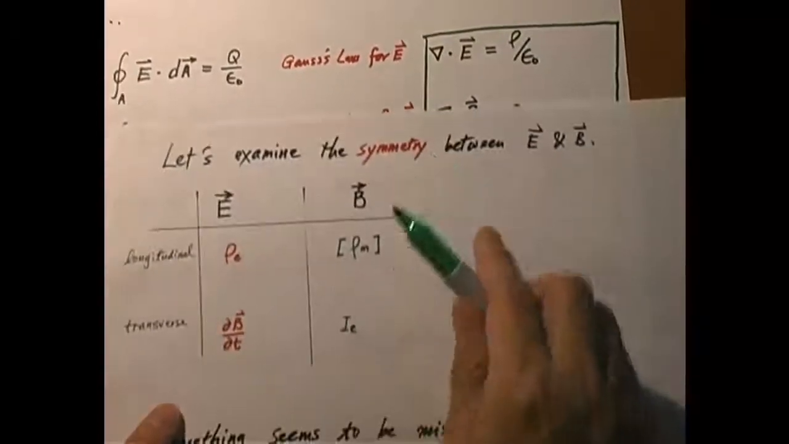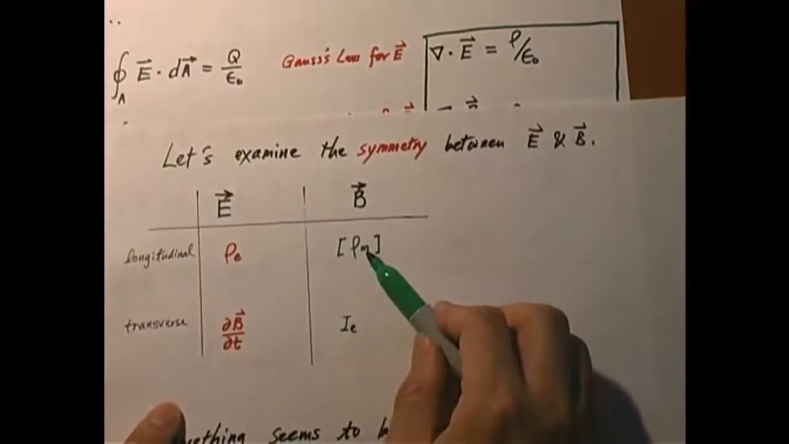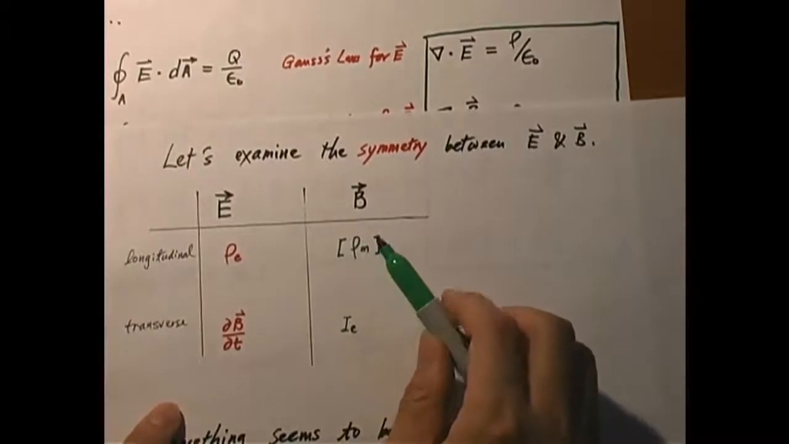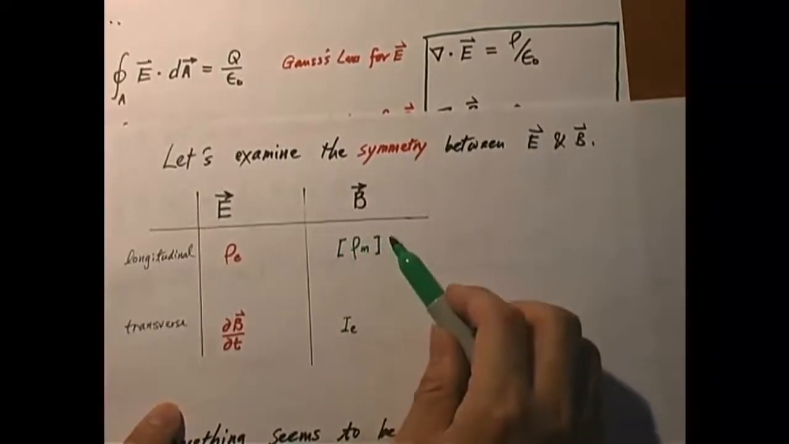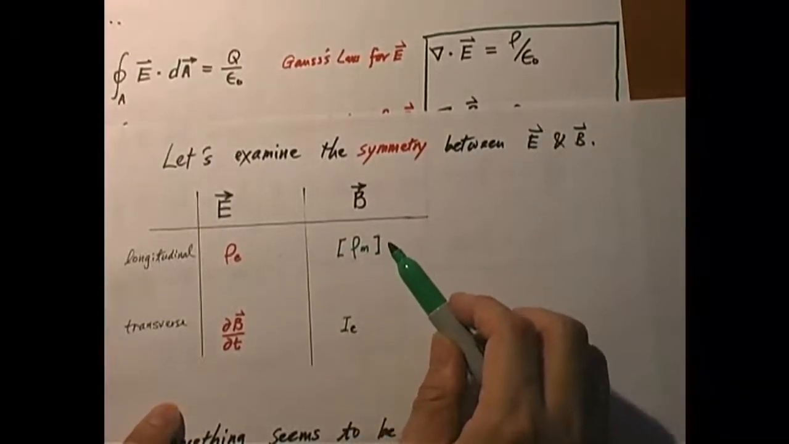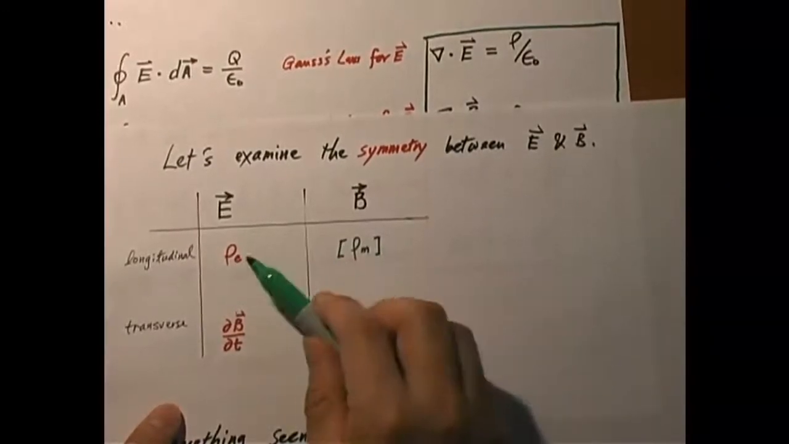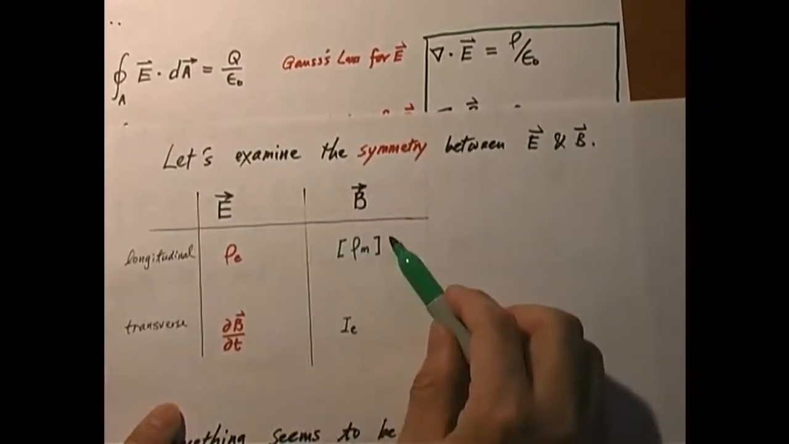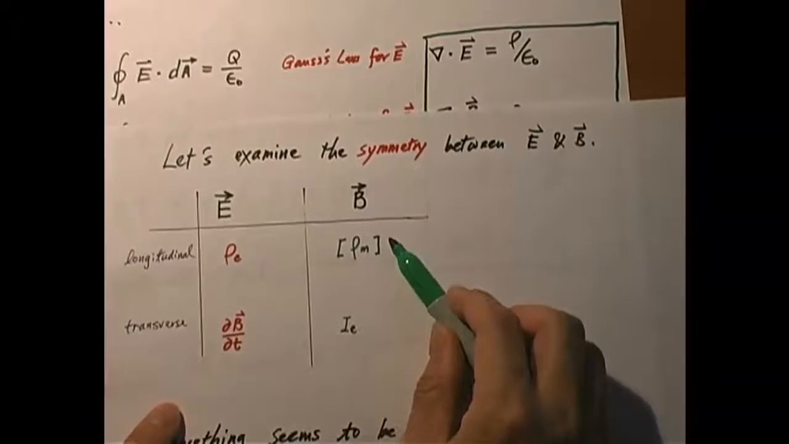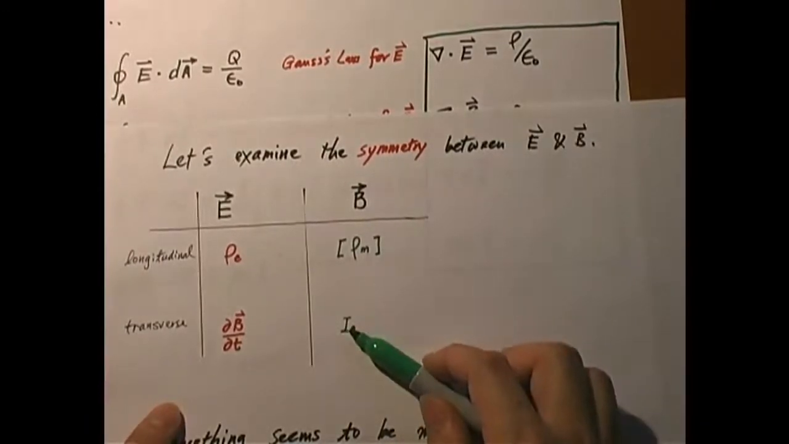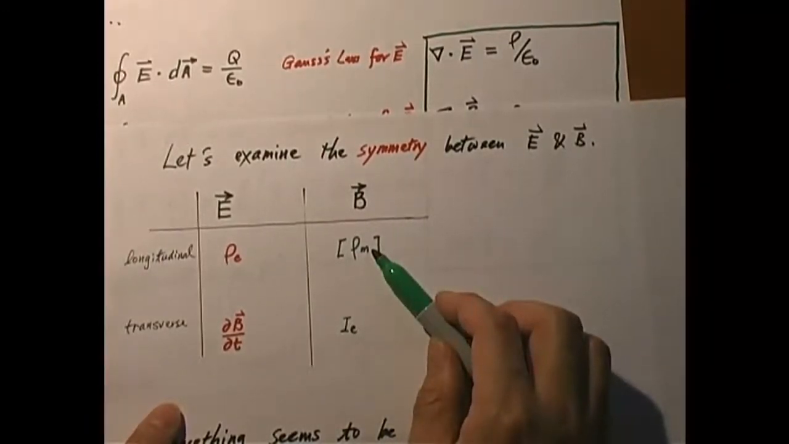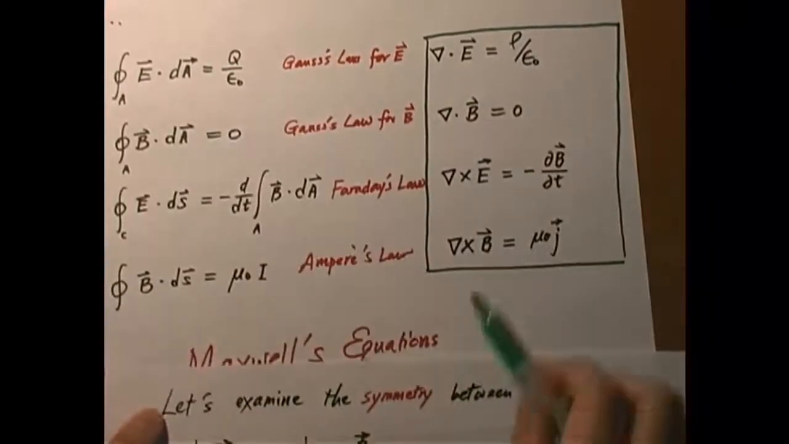So I'm going to put one here, rho m, m standing for magnetism. This is like a density of magnetic monopole. I'm going to put it in a bracket to indicate that it does not exist or we haven't found it. But if we did, you would see the symmetry between E and B here. Okay, now continue. There is no longitudinal magnetic field, but there is a transverse magnetic field.